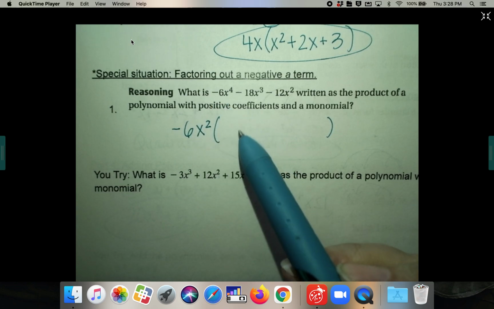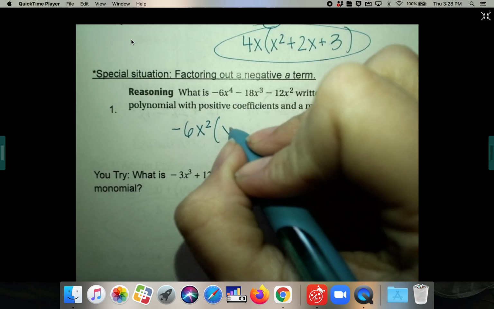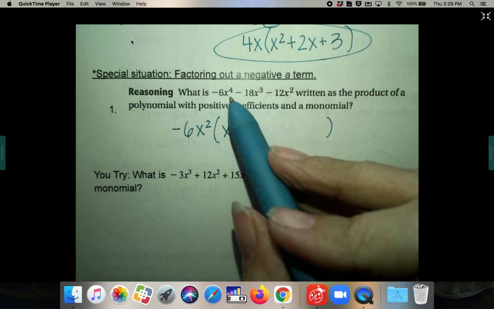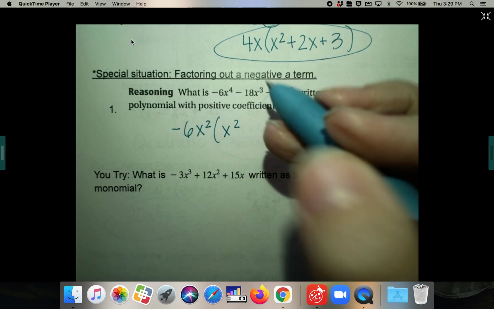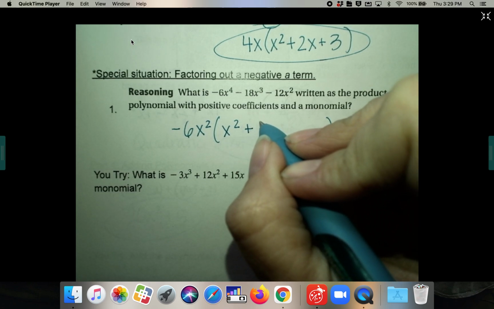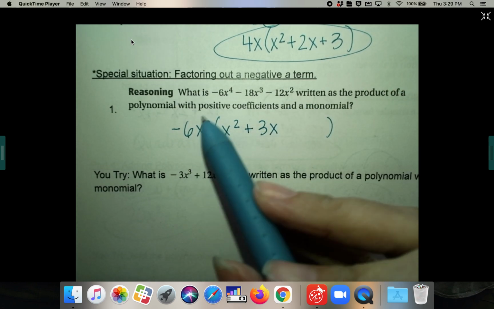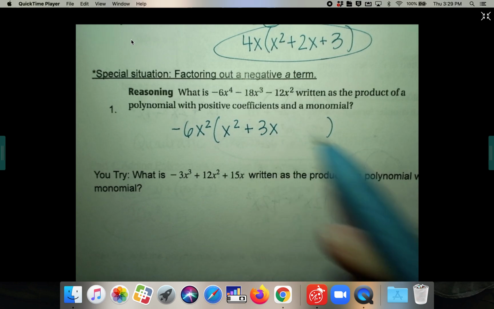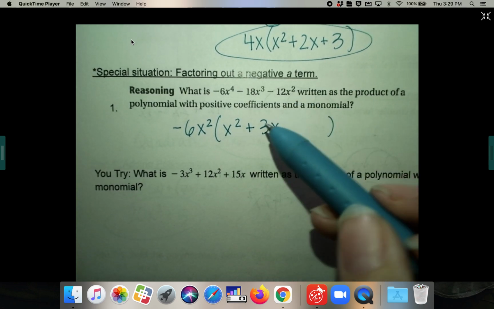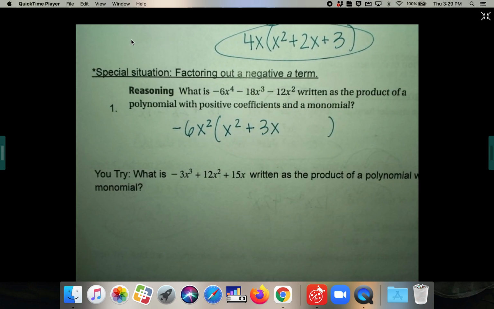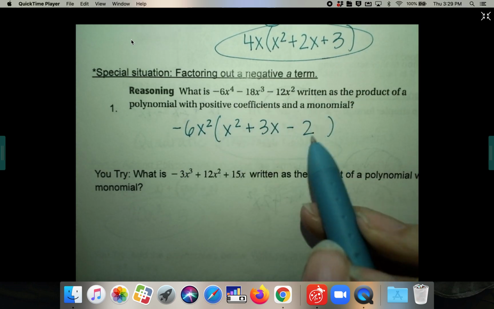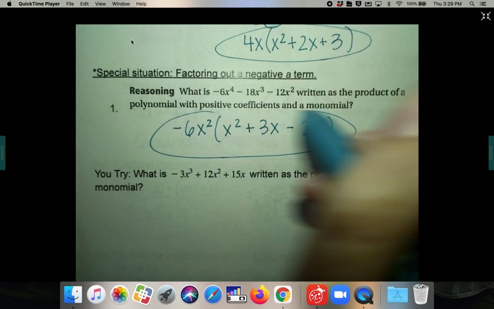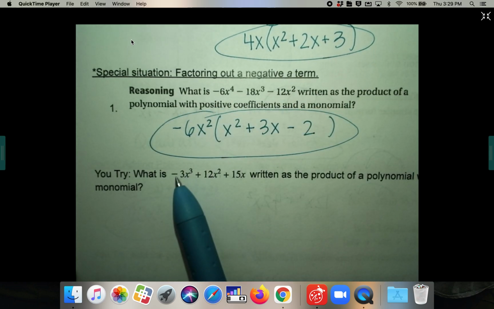So negative 6x squared times x squared would give us the negative 6x to the 4th. Negative 6x squared and plus 3x, check it, negative 6x squared times positive 3x is negative 18x to the 3rd, and then 2 by itself would be this. Okay, you have a you try, so push pause, pull out that negative, here's your hint, because it's in the first term.